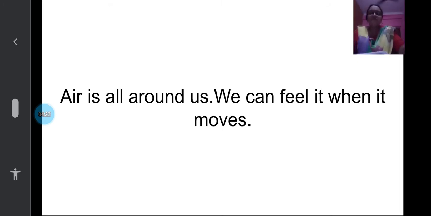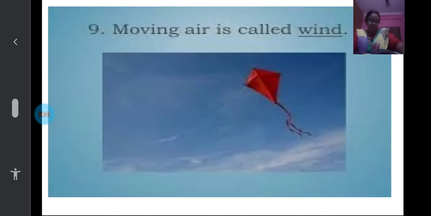That is the wind which is helping you to move. And also in your textbook you can see some pictures, the dried leaves are flying here and there. That is because air is moving the things. Air moves things. Now you can see here, moving air is called wind.